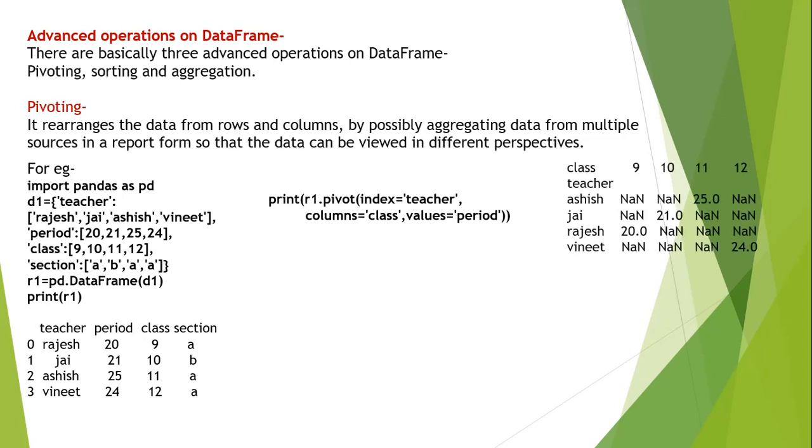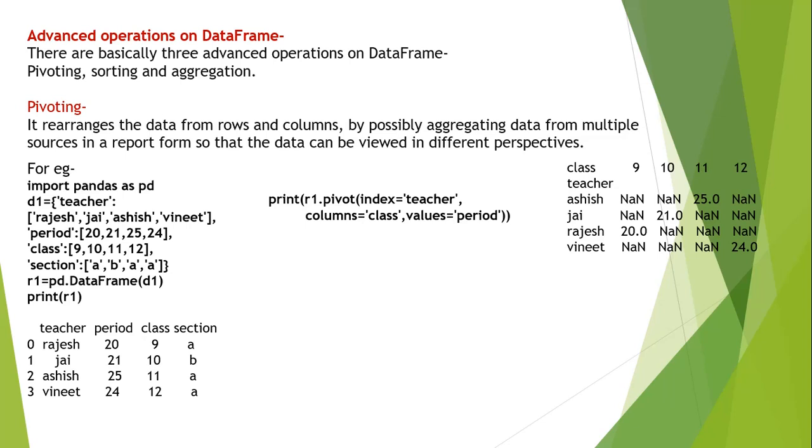If we print this, we get this output. What is done here is that now the index is teacher. In teacher we have Ashish, Jay, Rajesh, and Vineet, and for the columns we have taken the classes. The index here is the rows. So for rows we have Ashish, Jay, Rajesh, and Vineet, and for columns we have class 9th, class 10th, class 11th, and class 12th.